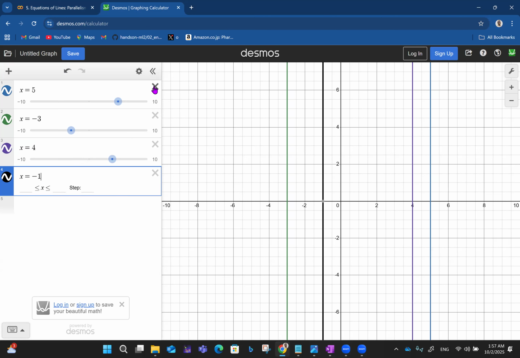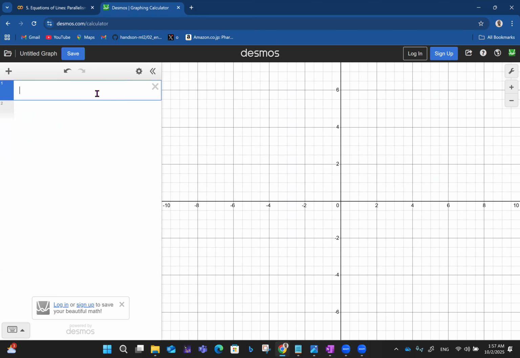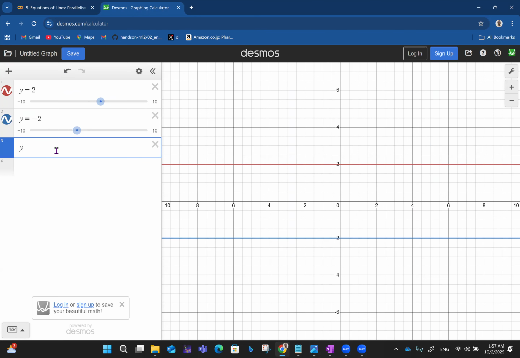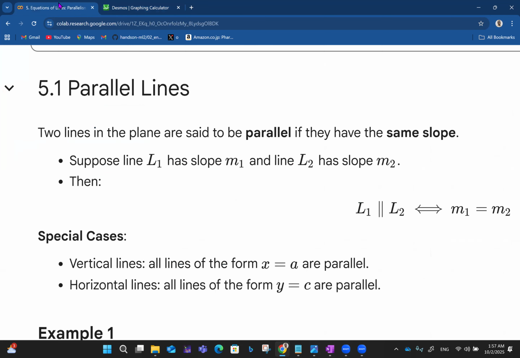On the other hand, all lines of the form y equals a constant, right? Say y equals 2, say y equals minus 2, y equals 0, and then y equals minus 1 over 2. They are all parallel in that case. So these are special cases.